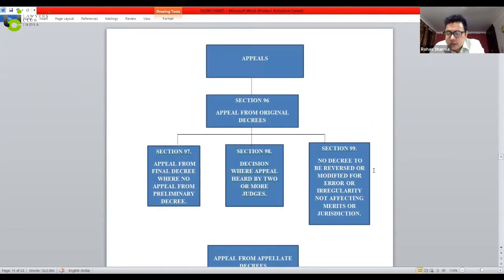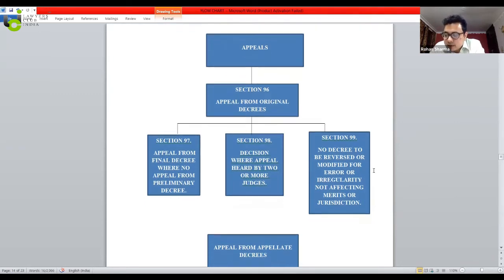Section 98 again talks about when and in what manner a decision is to be given and in what manner an appeal has to be heard in case there are two or more judges. Let's say it has to be decided by the majority, or what will happen in case there is a division of opinion, what will happen if there is a division of opinion on a point of law, and things like that.